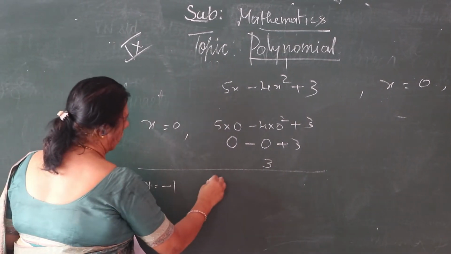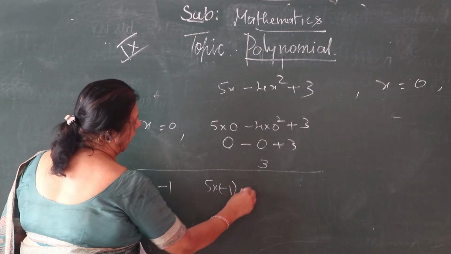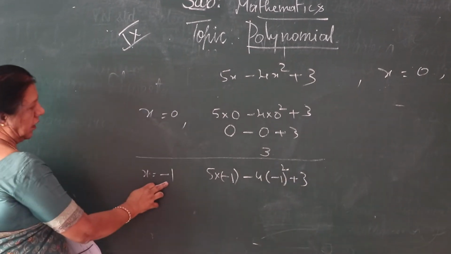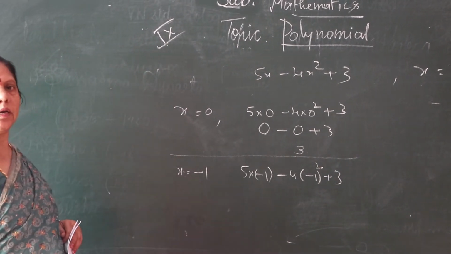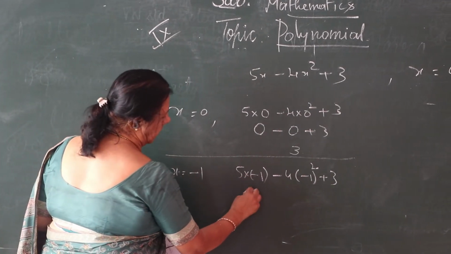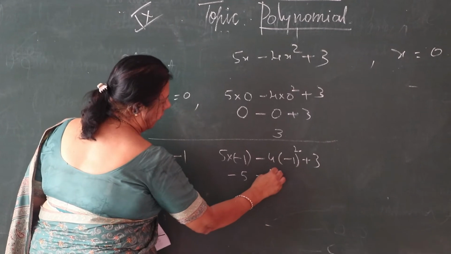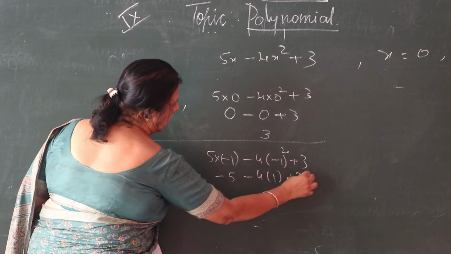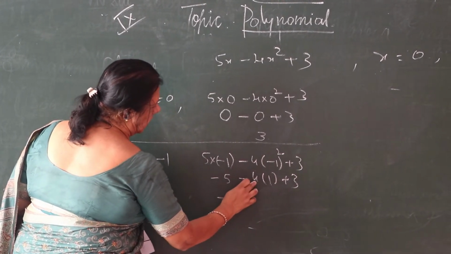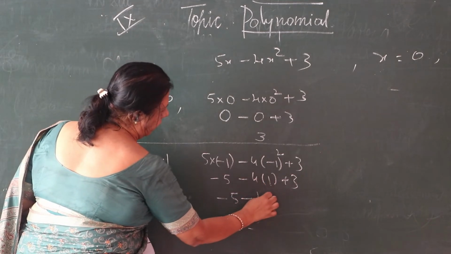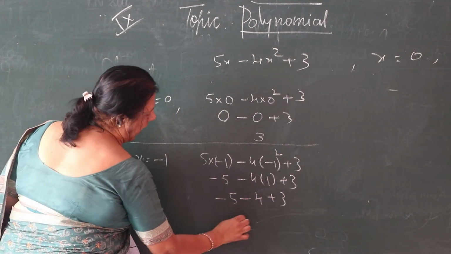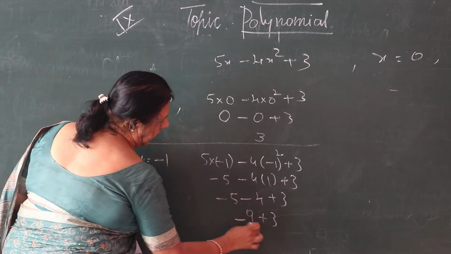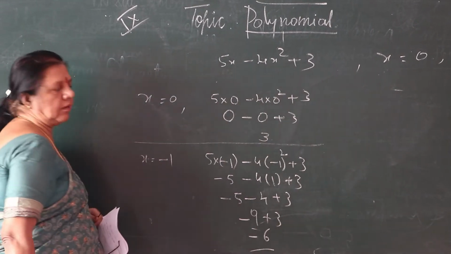Same. 5 into -1, put the bracket, minus 4 into -1 whole square plus 3, children, because x is substituted by -1. Here minus into minus is plus, so -5, minus 4 into 1 only, plus 3. Once again, minus 4 into 1 is 4 plus 3. If you add minus only, 5 plus 4 is 9, plus 3. Greater number value minus, 9 minus 3, 6. This is the answer you are getting.